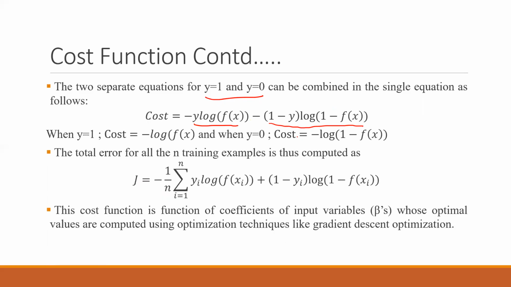Obviously you can do some mathematics and take the minus common outside, then it will be different. But now when y is equal to 1, cost is equal to this, and when y is equal to 0, cost is equal to this. We have already discussed earlier that when y is equal to 1, we get log of f(x) as the cost function, and when y is equal to 0, then log of (1 minus f(x)) will be used. So you have to remember these cost functions. Okay, total cost is this.